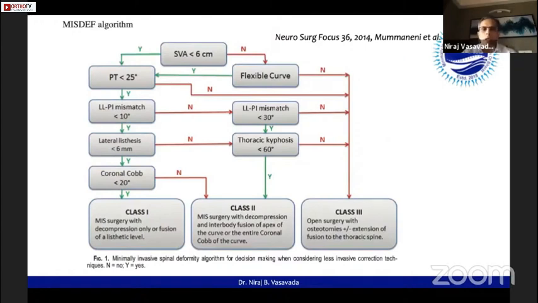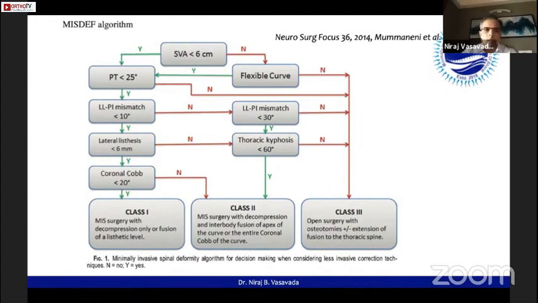As already discussed in the first review of literature, Dr. Mummaneni came up with which curves can be included in minimally invasive technique. I will not go into all subtypes, but mainly they divided three groups: class 1, class 2, and class 3. Class 1 is a compensated sagittal balance, where you can do a MIS decompression or only a segmental fusion. Class 2 has not a very high degree of sagittal imbalance, less than 30 degrees of PI minus LL mismatch, and you can do a focal or a curve fusion. The next would be a massive PI minus LL mismatch, where open surgeries with osteotomies and fusion to higher thoracic spine are indicated. So according to Dr. Mummaneni, class 1 and class 2 fall into the minimally invasive group.